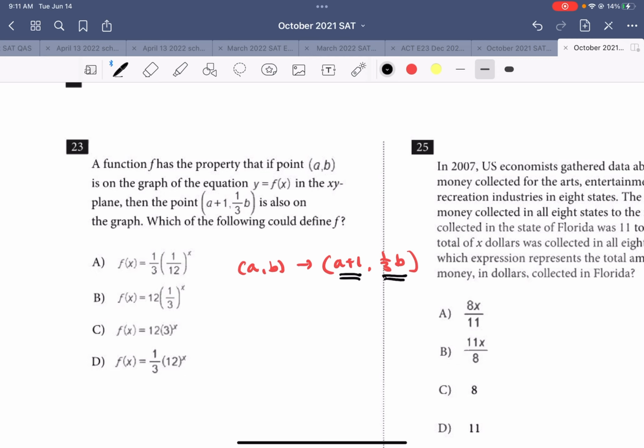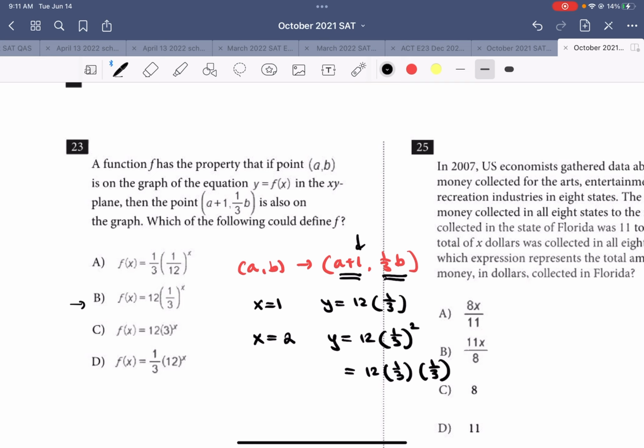So let's think about it this way then. When x equals 1, you multiply 1/3 by the previous value. When x is 1, then y equals what, right? So that's 12 times 1/3. Now, let's say I'm going to increase the x value by 1 like this. So 1 plus 1 is 2. Then y is 12 times 1/3 squared, right? That means 12 times 1/3 and times 1/3. So this is the previous y value, and for the increase you multiply by 1/3.